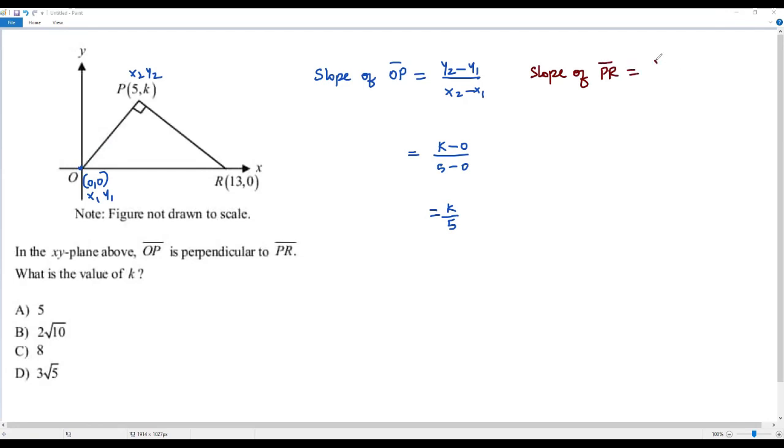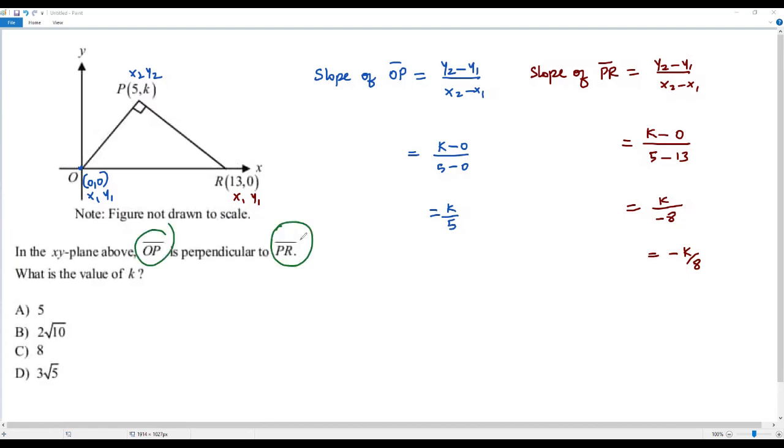Again, we have to use the same formula, (y2 - y1) divided by (x2 - x1). We can consider one of the points as (x1, y1) and the other point as (x2, y2). Here let me consider this point R as (x1, y1) and P as (x2, y2). The value of y2 is k, y1 is 0, and the value of x2 is 5, x1 is 13. Let me write it over here. Then we get k minus 0 is k in the numerator, 5 minus 13 is -8, so we can write this as negative k over 8. Here I got the slopes of the two line segments OP and PR.